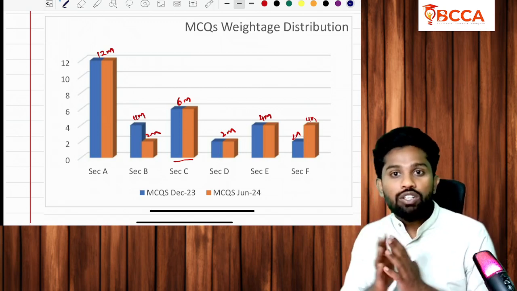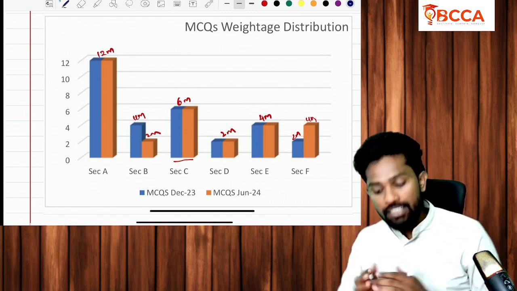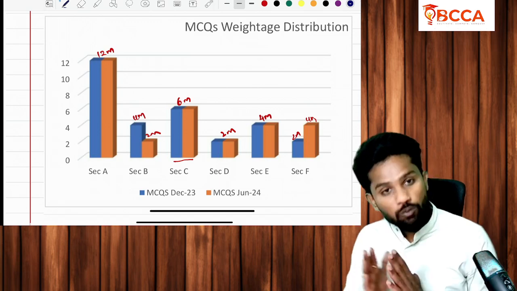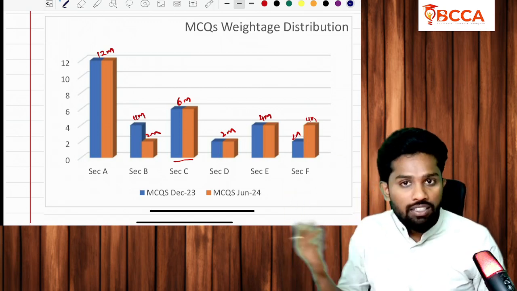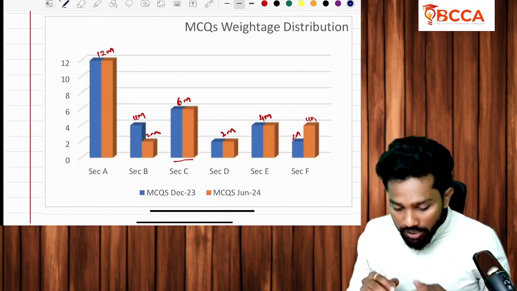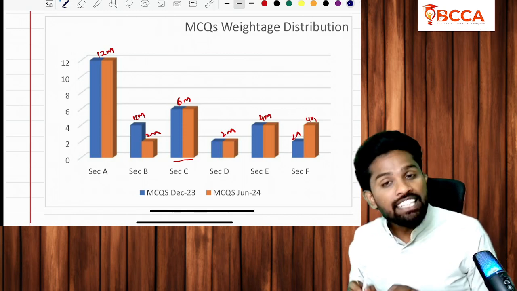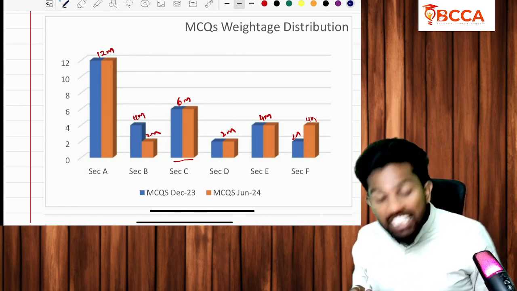Section D, the consolidation, 2 marks. Section E, recent trends in financial reporting, 4 marks. Government accounting, 2 marks in the December attempt, 4 marks in the June attempt. So if you see, sections A, C, D, E remain constant. Only sections B and F have changed.